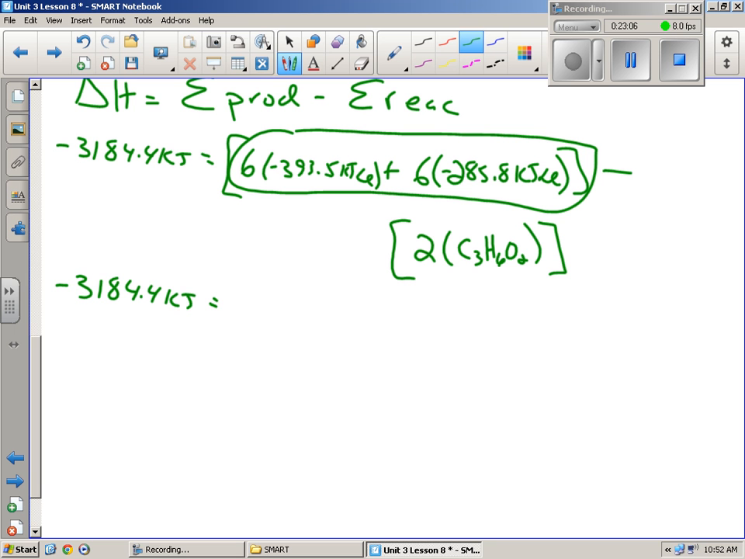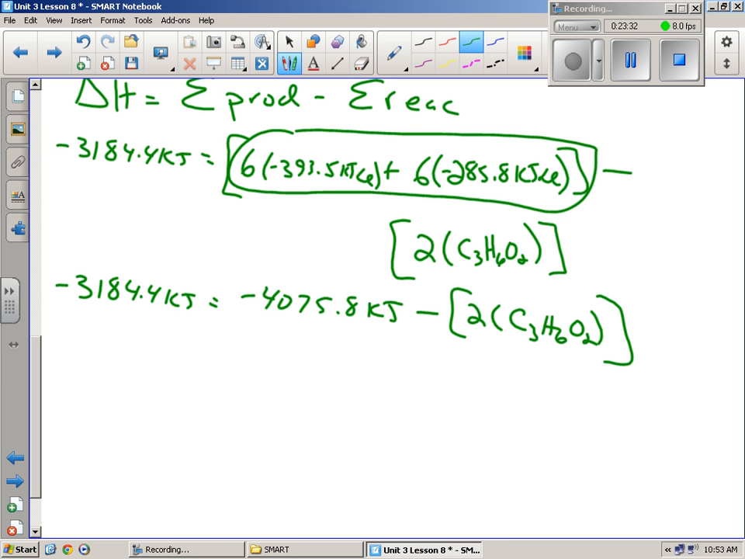6 times a negative 393.5 and 6 times a negative 285.8. So that's a negative 4075.8 kilojoules minus that. Okay, so I just basically got the first part together there.